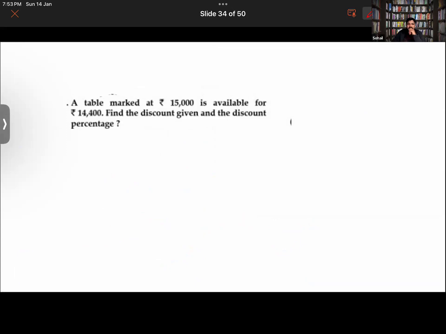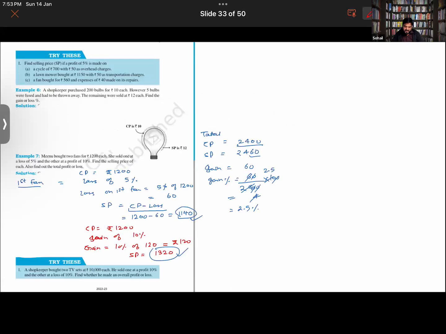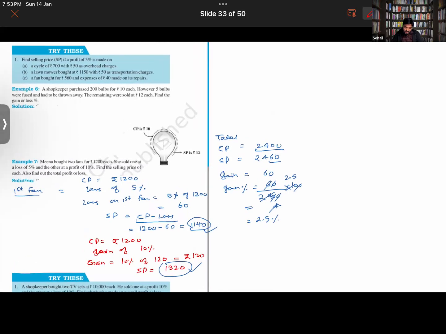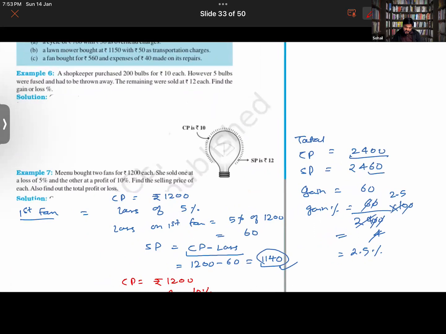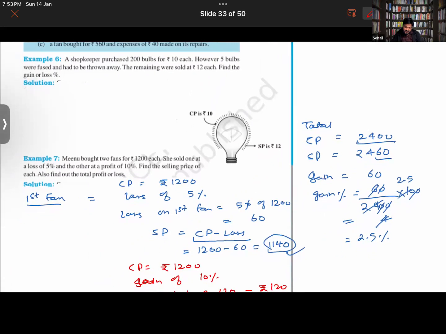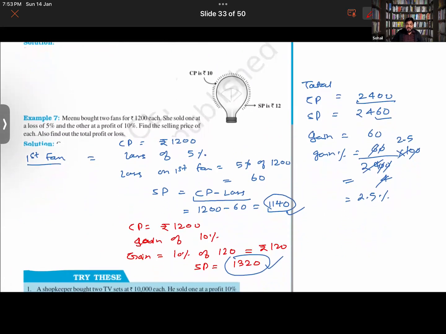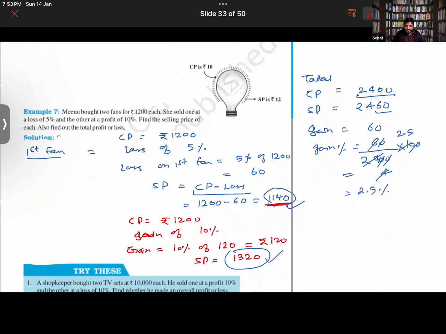Didn't I have to find the selling price of both the fans in the previous question? Yes, sir. Find the selling price of each, and also find the total price. We did that. No, look here. This 1140 was the selling price of the first fan. And this 1320 was the selling price of the second fan. See, ये पहले फैन की हमने बात की and ये second fan की हमने बात की. Are you getting this or not?